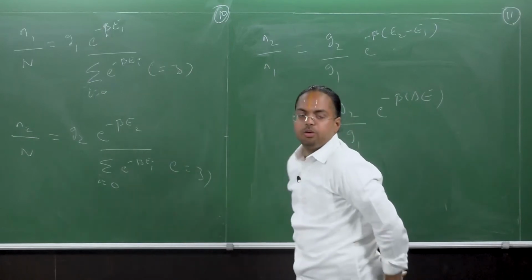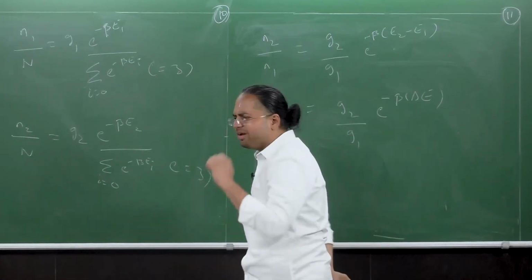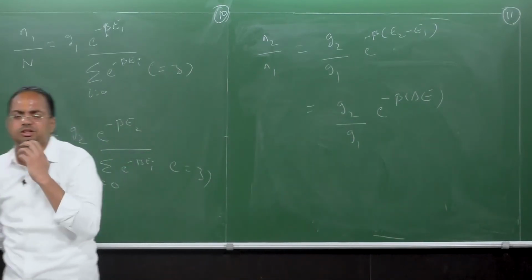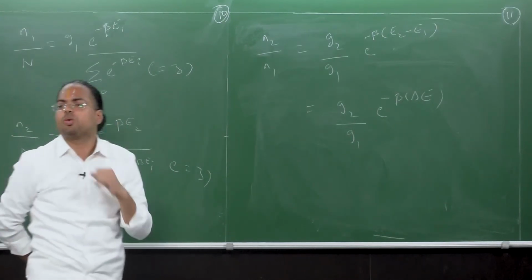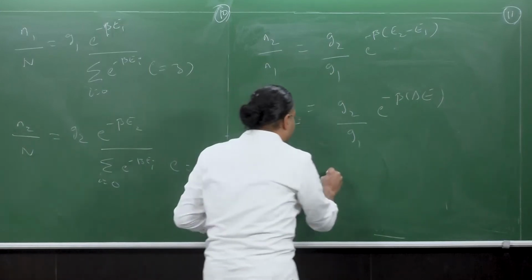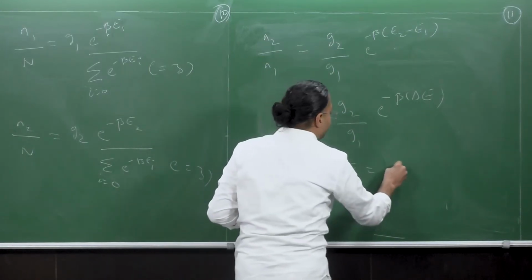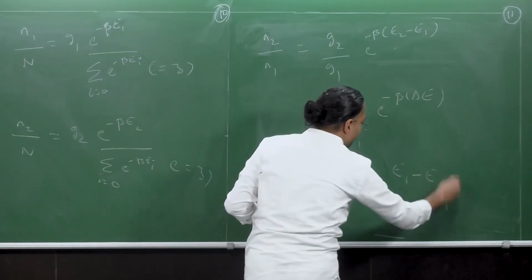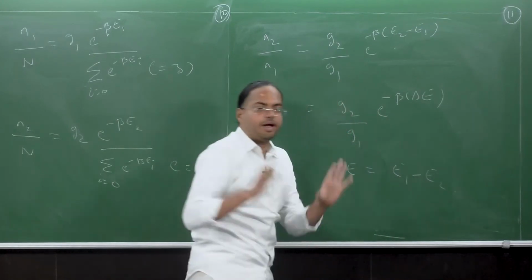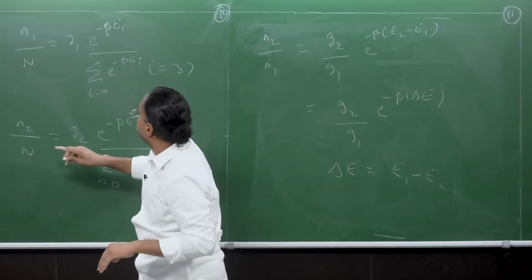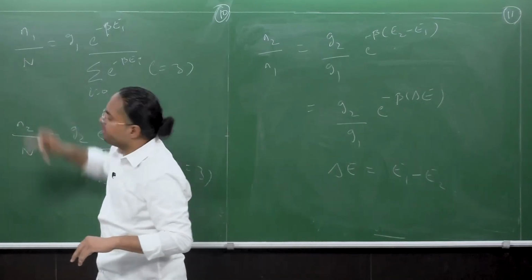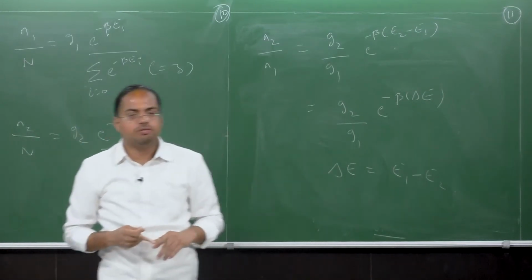Now this was the expression that we saw, I think probably in lecture 43 or something like that, where we were deriving the Einstein coefficients, where my delta E is defined as E1 minus E2. We are fine, right? So this is the expression for the ratio of N2 by N1. Okay, are we all good?